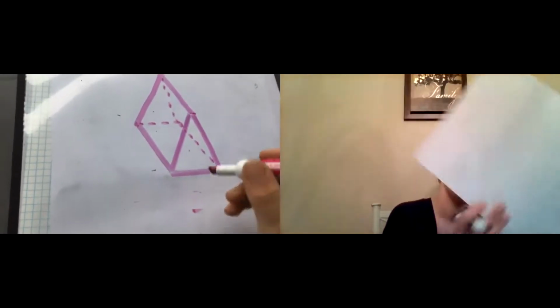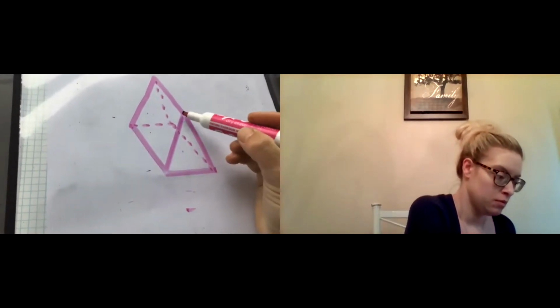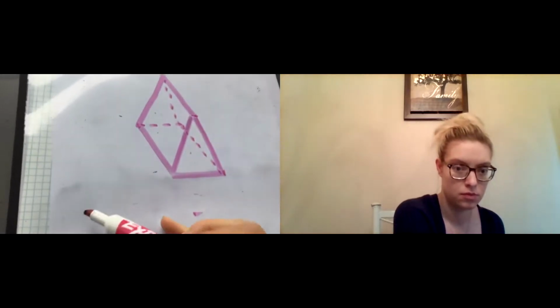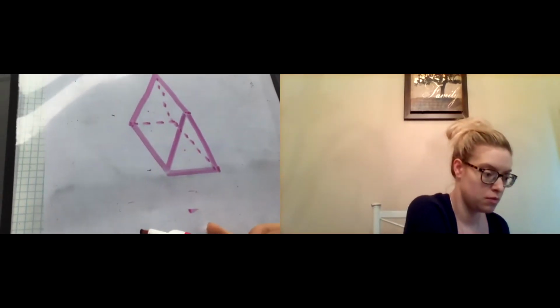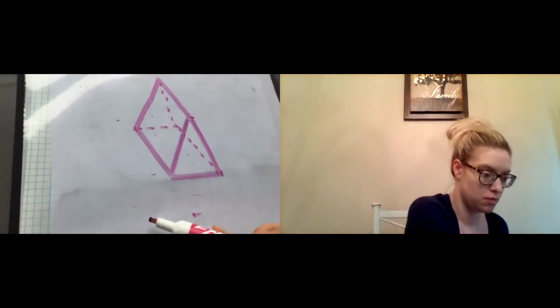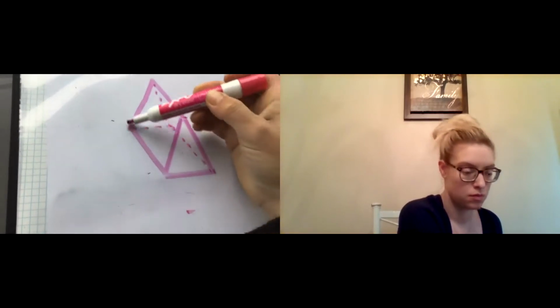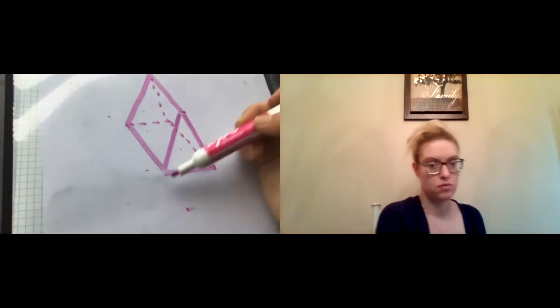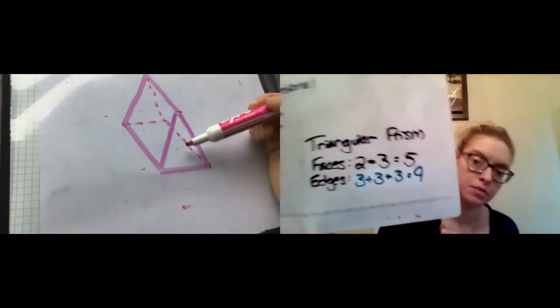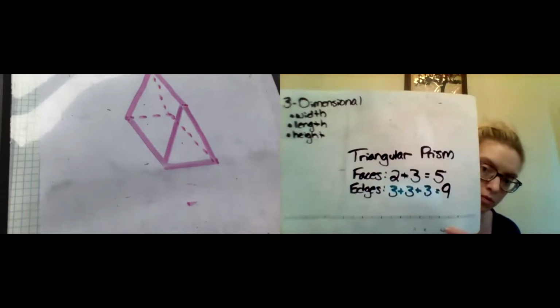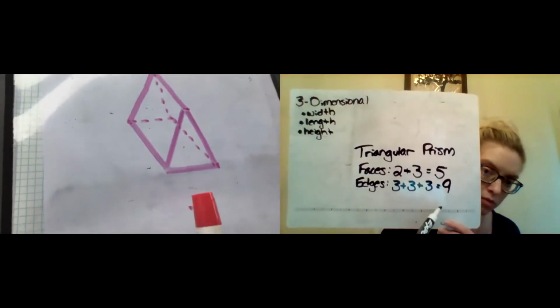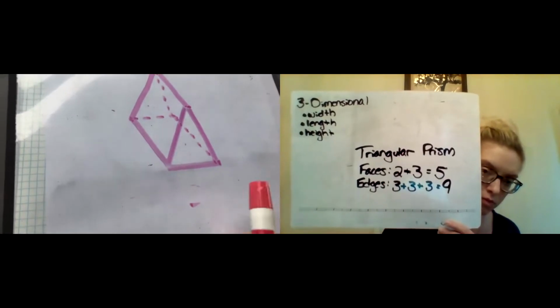Now I can go in and count up my edges. So I know that both of my bases have 3 edges, 1, 2, 3, 1, 2, 3. So it's 3 plus 3. And then I also need to connect them. And to connect those bases, I'll be connecting them at 3 different points as well for 3 more edges. So hopefully you guys are seeing this pattern here, because with the quadrilateral, it was 4 plus 4 plus 4.